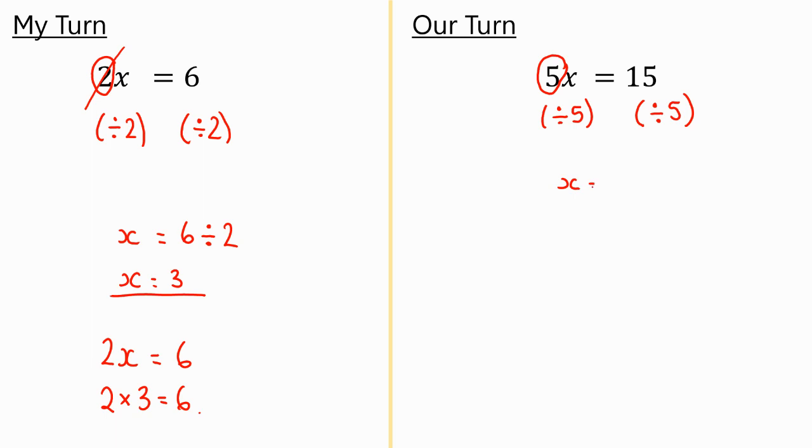When we do that, that allows me to get rid of this times by 5, so I am left with just x on its own. And on the other side, we get the 15 divided by 5. So last step is to work out what 15 divided by 5 is, and x is 3 again.